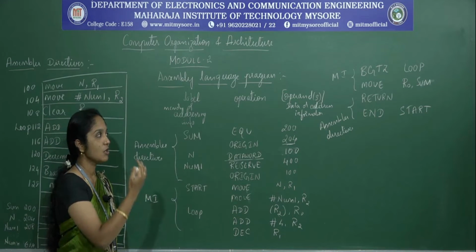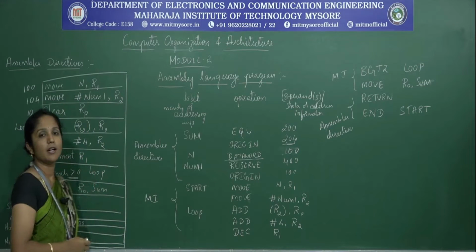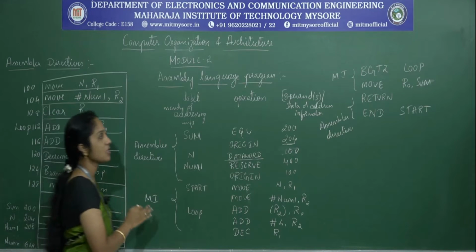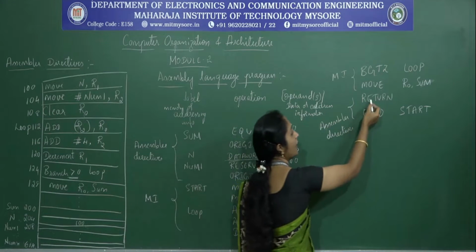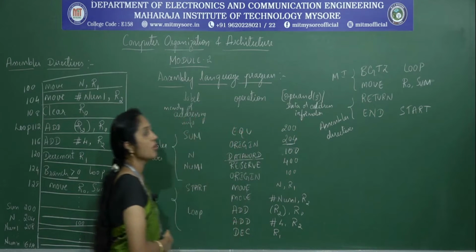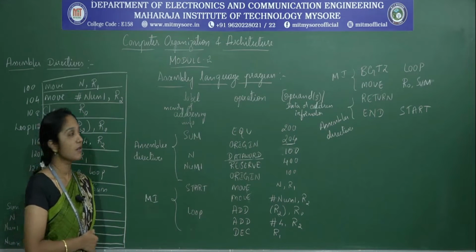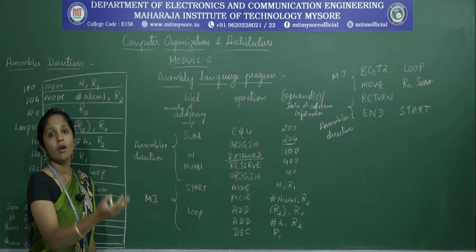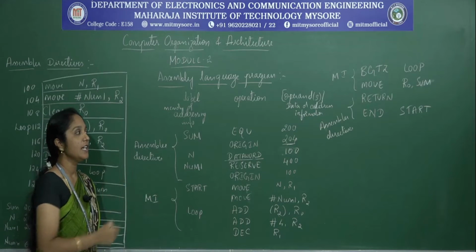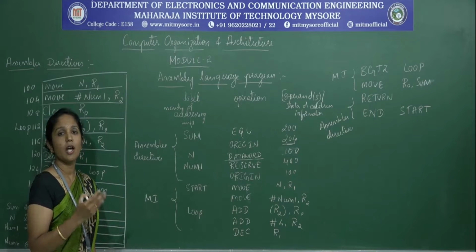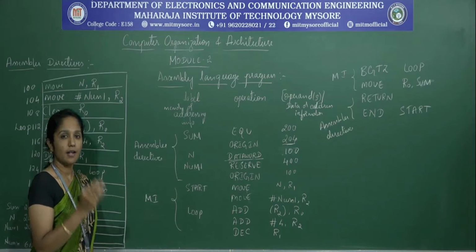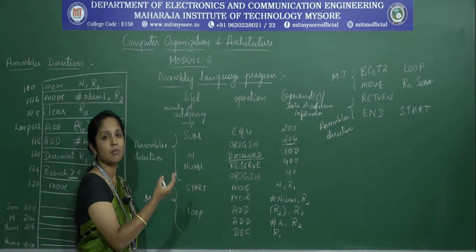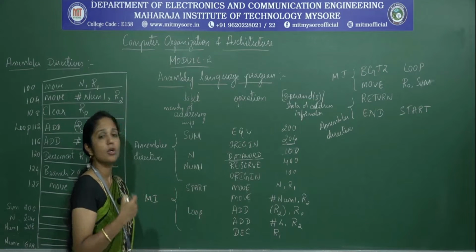So loop, that is also the instruction of the program we have written. And next we have move r0, sum. That is also the instruction of the program we have written. And lastly we have two more, return and end. If you observe, return gives you the information about where to go back, and end gives you the information that it is the end of the program. That information is conveyed to the assembler using end, and it gives you the start.